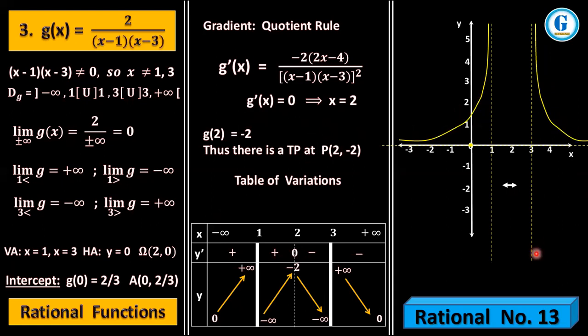And so this can be represented like this. That's a turning point. And we know that it decreases in here. 1 from above is negative infinity, and 3 from below is negative infinity. So this is the curve of this function. We label these values. That is the curve of G. Okay, so this is the curve of G.